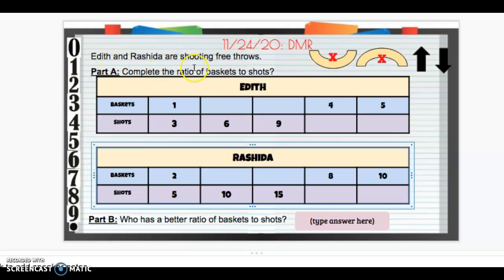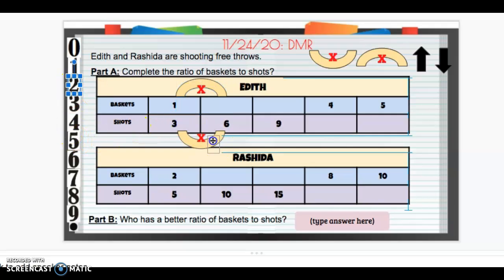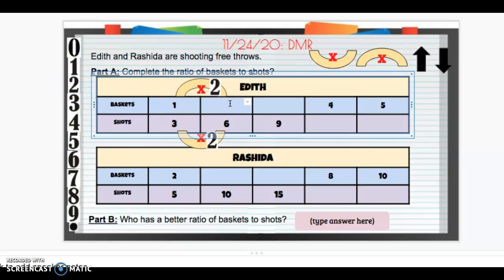Edith and Rashida are shooting free throws. Part A says to complete the ratio of baskets to shots. So you have to figure out the pattern, what they do to 3 to get to 6. So you use your noodles. Whatever you do to one side, you have to do to the other. So 3 times 2 gives you 6, so you have to do 1 times 2, which gives you 2.